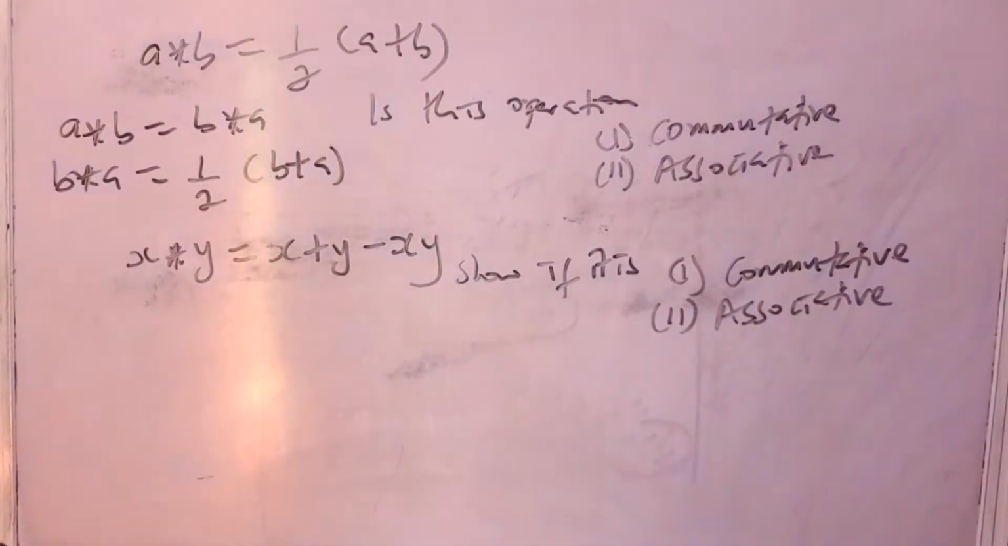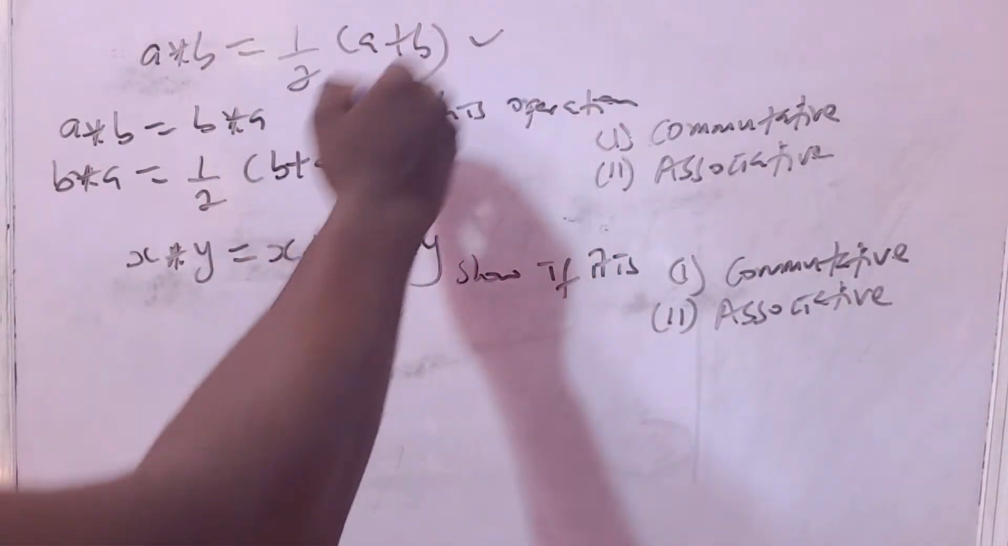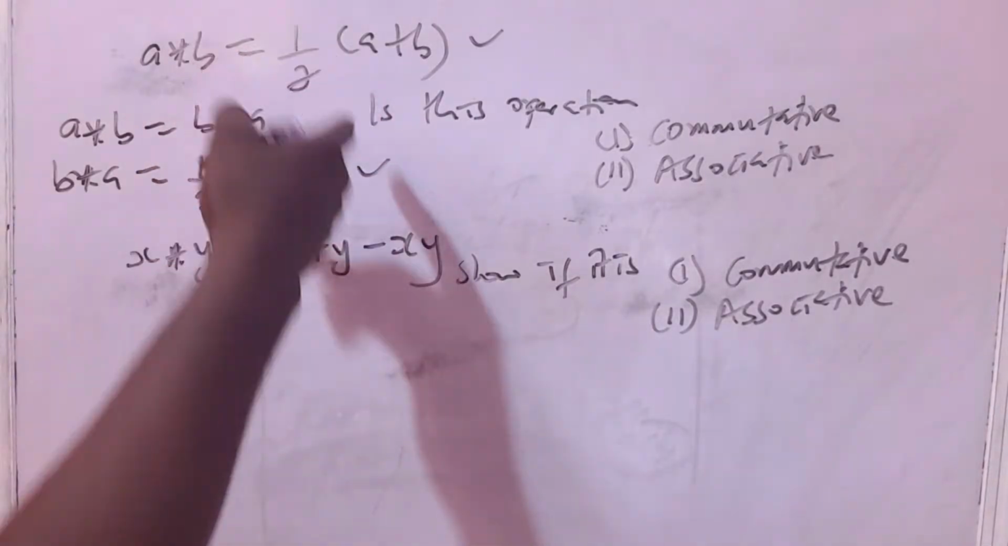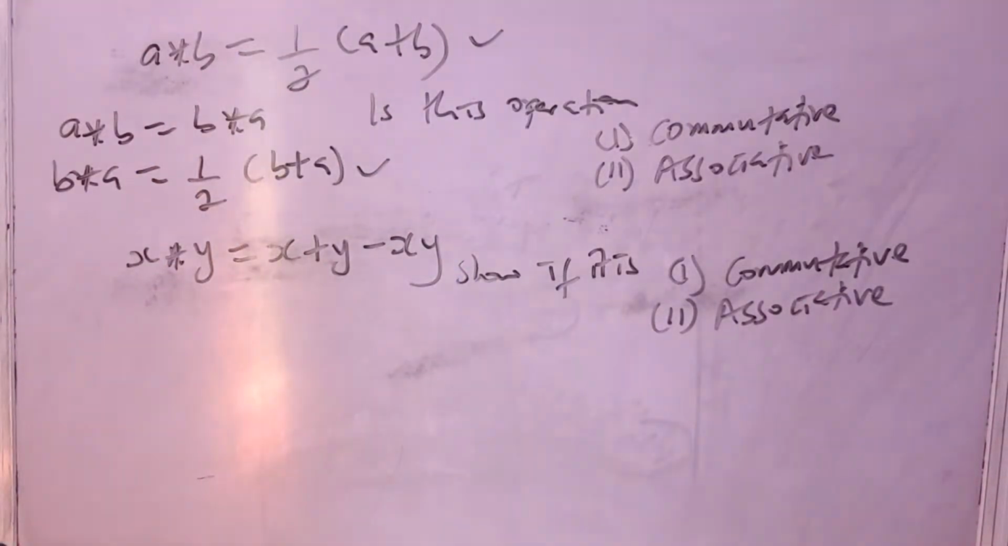So obviously you want to ask yourself now if these two things are the same thing. If you look clearly well enough, you can see that this and this are actually the same thing. So it's very obvious that we can conclude that it is commutative.